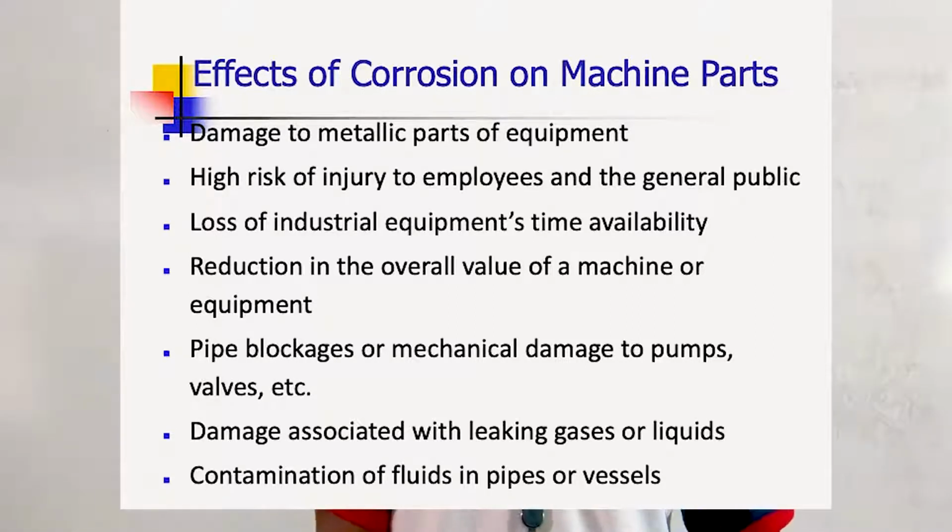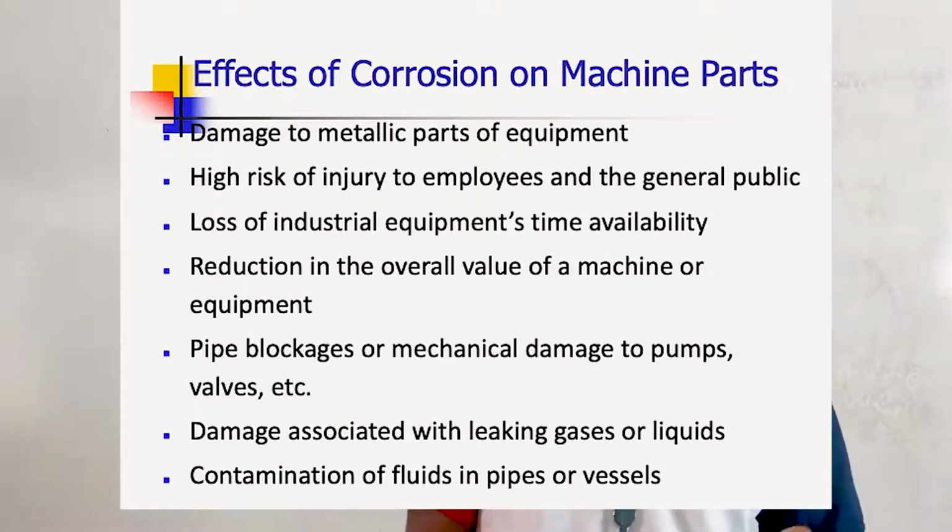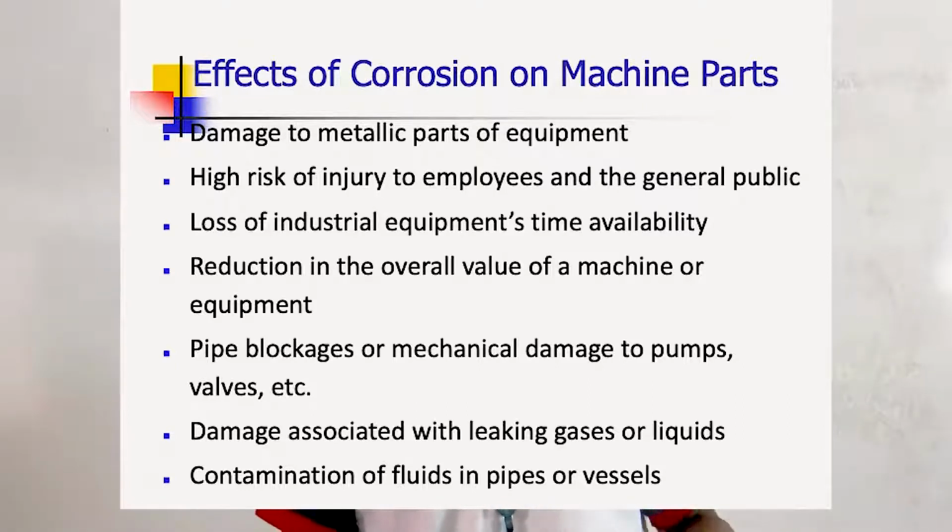Then the next one is that it leads to a reduction in the overall value of a machine or equipment. From the aesthetic point of view, from other considerations, we discover that the value of the piece of equipment that is corroded goes down. It plummets seriously. Then corrosion has also caused issues like pipe blockages or damages to pumps in pumping and piping system, damages to valves. Sometimes you see, as a result of corrosion, a whole length of piping might have to be replaced.